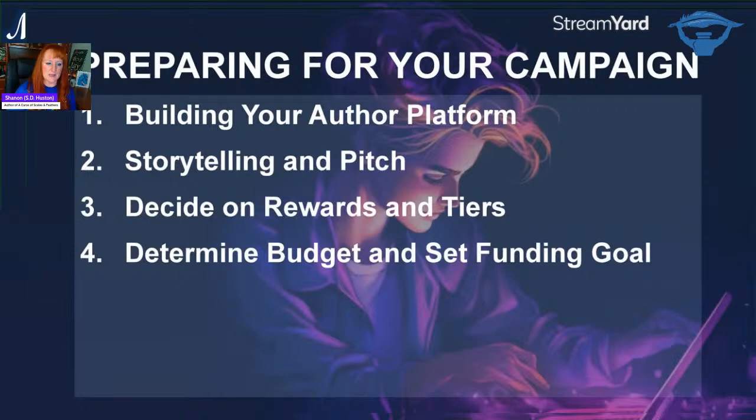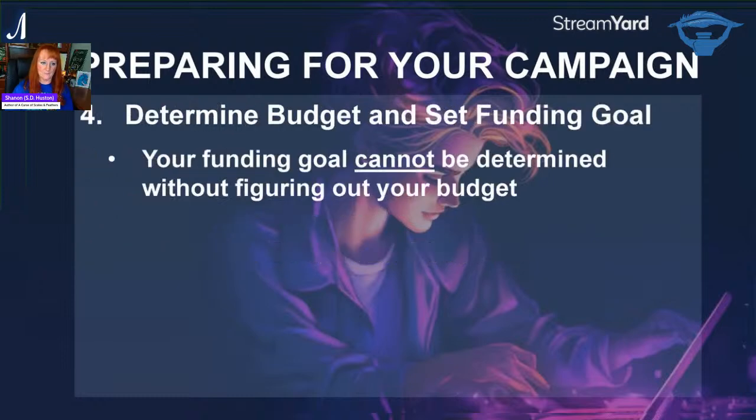All right, so that was deciding on rewards and tiers. Next, determine your budget and set your funding goal. You need to know what your rewards and your tiers are going to be. Once you set all that up, then you can decide and look at what your goal should be from there.